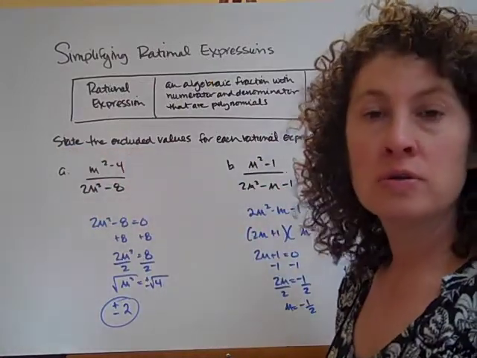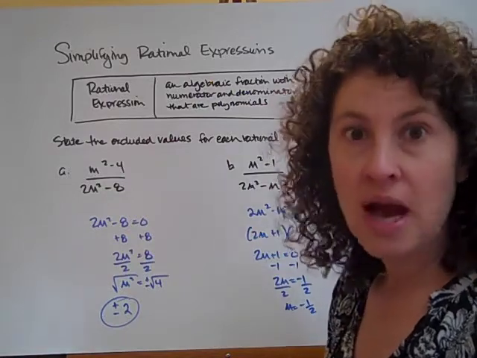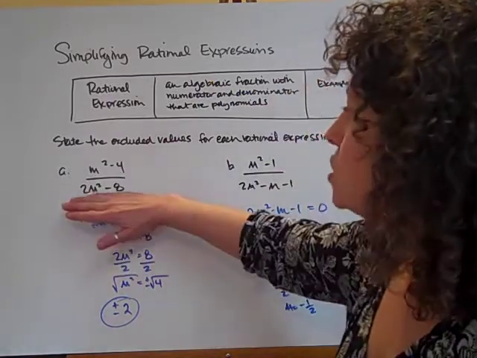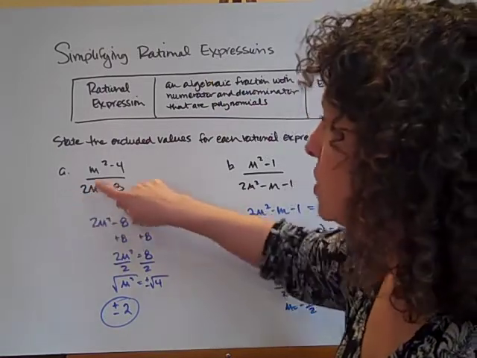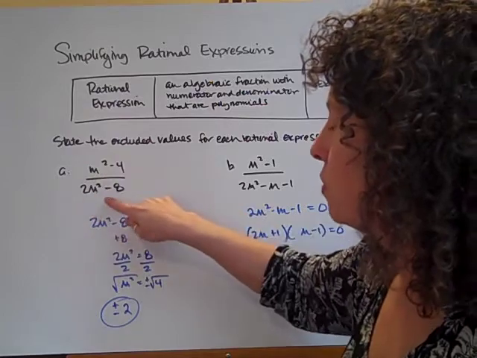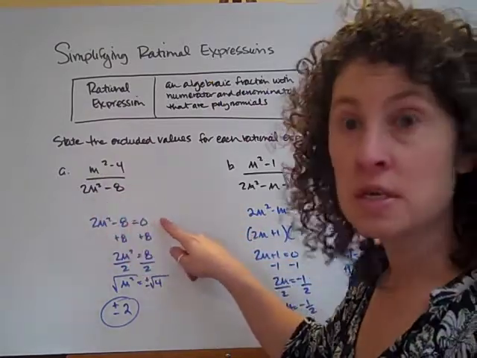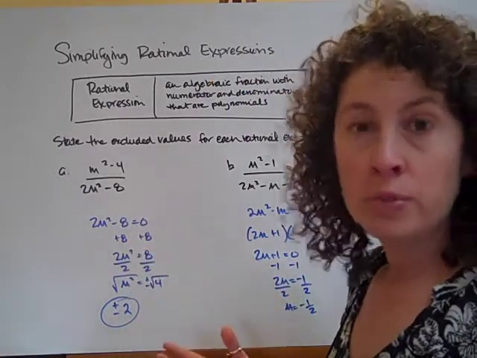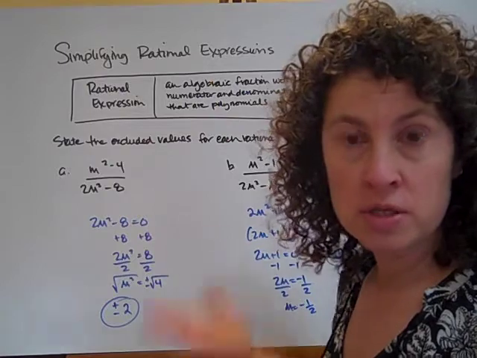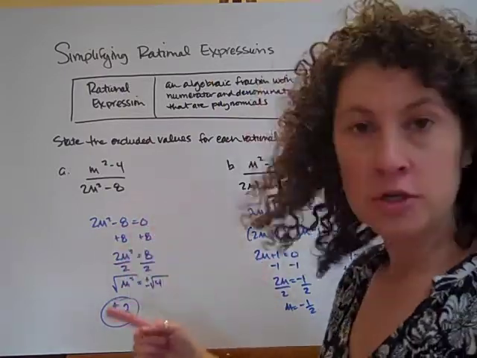Remember, the excluded values are values of our variables that will make the denominator equal to 0, since that is highly illegal in math. So we're going to take our denominator, set it equal to 0, and solve. So for our first one, m squared minus 4 over 2m squared minus 8, I'm going to take the 2m squared minus 8, set that equal to 0. Again, looking at this as a polynomial, there are multiple ways to solve this, so it's up to you to figure out the most efficient, best way, knowing the methods that you have to solve this.